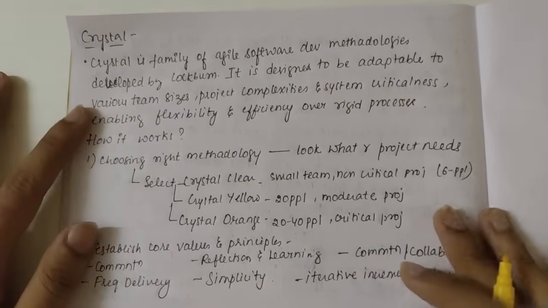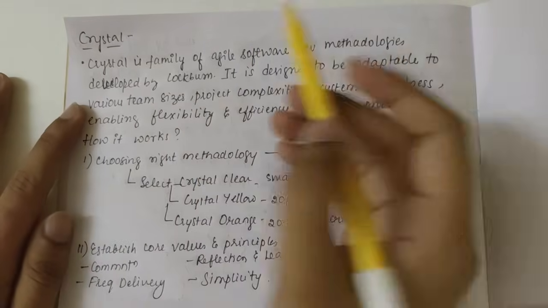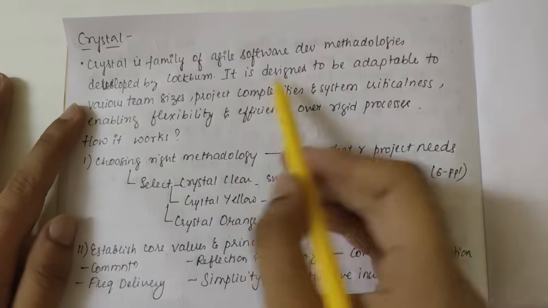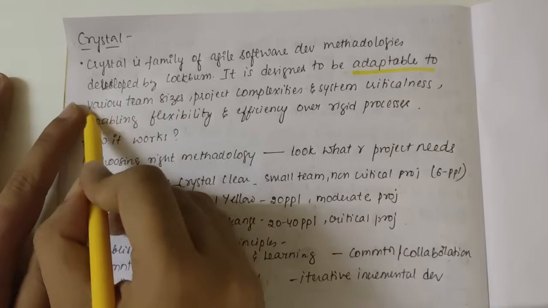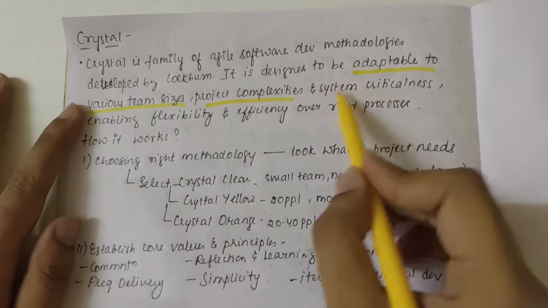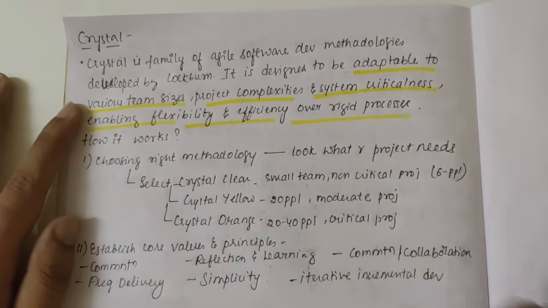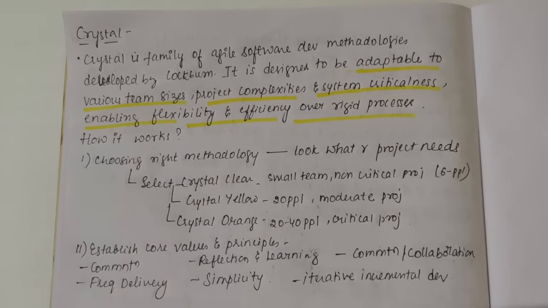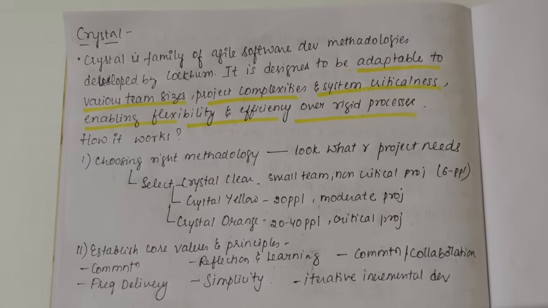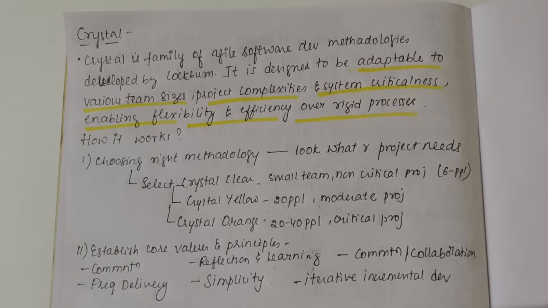So Crystal is a family of agile software development methodologies developed by this person. It is designed to be adaptable to various team sizes, project complexities, and system criticalness, enabling flexibility and efficiency over rigid processes. If you consider the previous methodologies or frameworks, we have seen that most of them have rigid processes. That is, a set of people should be there. These people should work like this. But then in Crystal, it is not like that. It is flexible, pretty flexible.